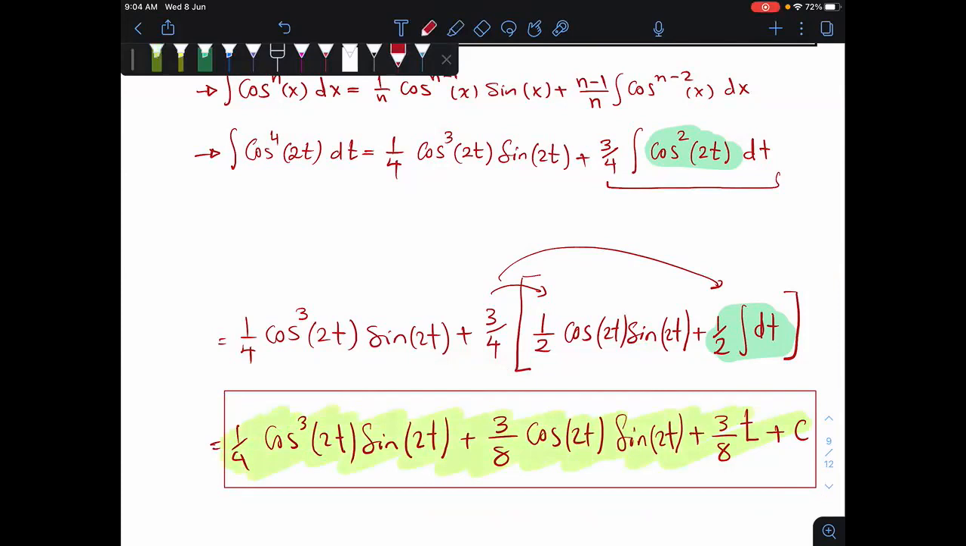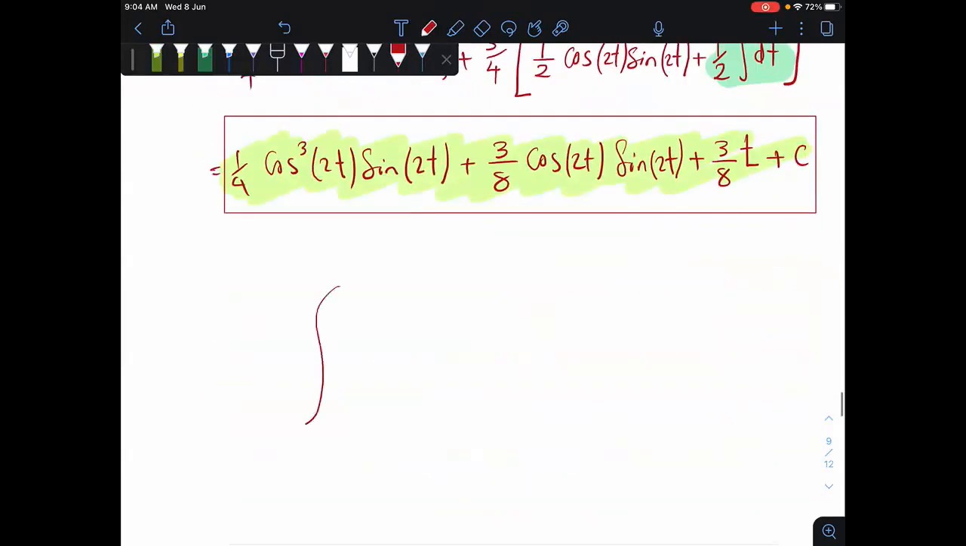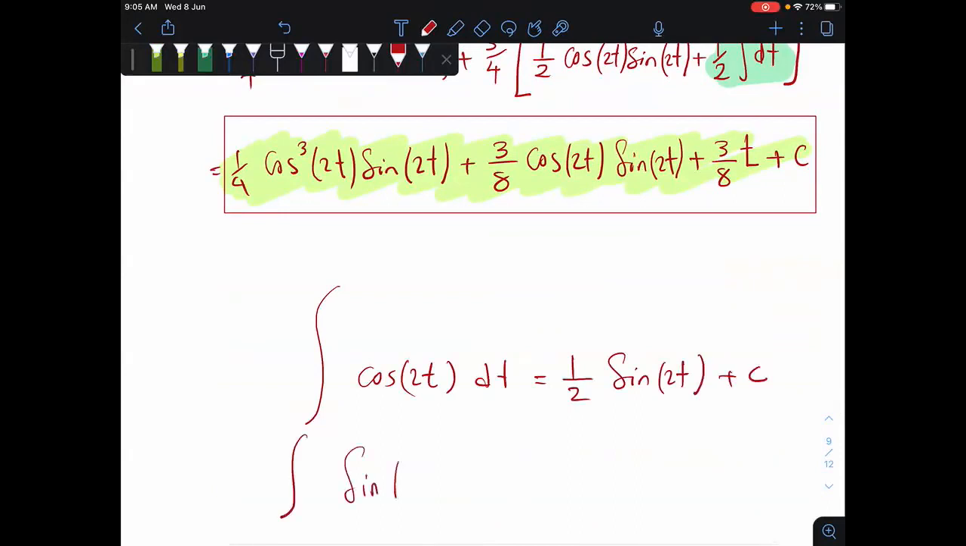Here we should divide by the derivative of the angle. In what part? Here, no. Here it's a rule, no need. If the question is like this, cosine of 2t dt, you should divide by 2: 1 over 2 sine of 2t plus c. And like sine of 4x dx, you can divide first: negative 1 over 4 cosine of 4x plus c.